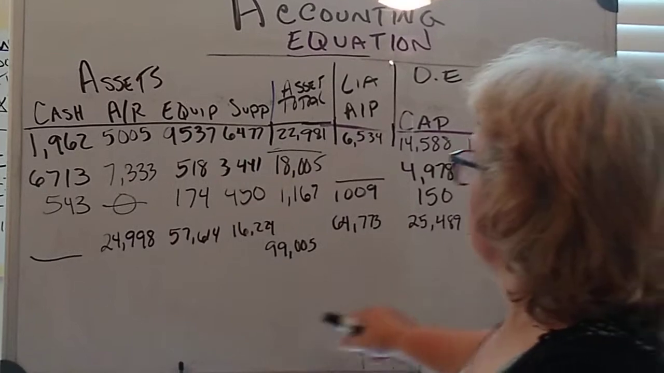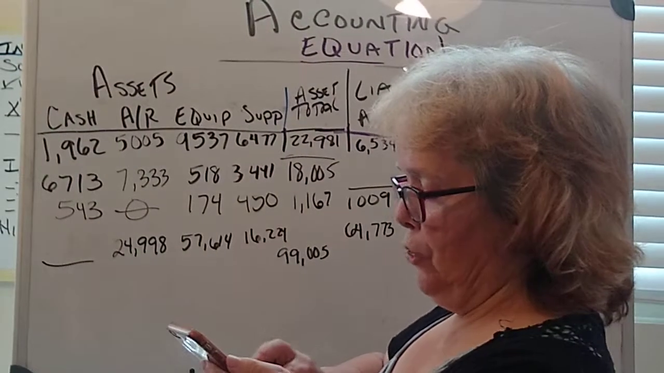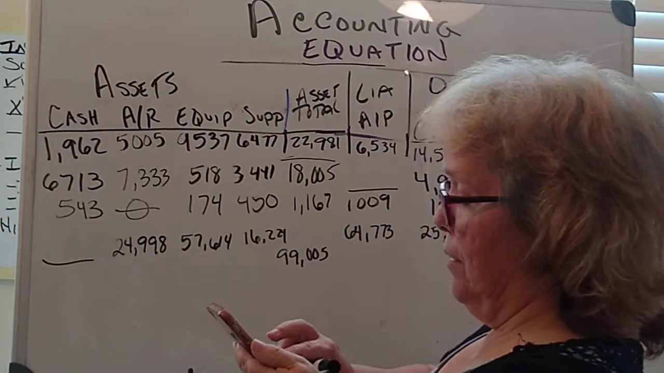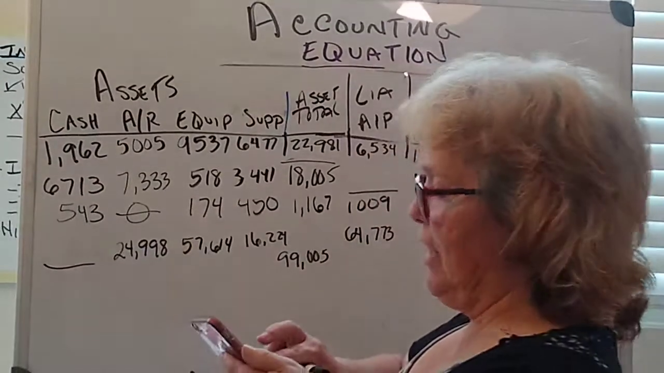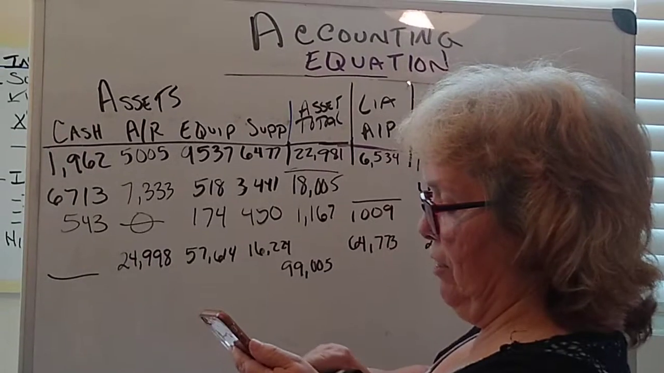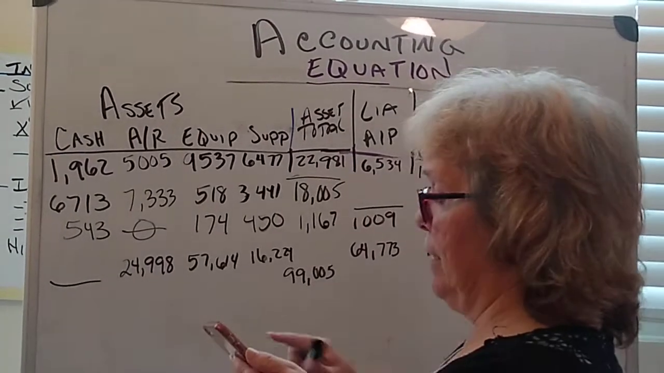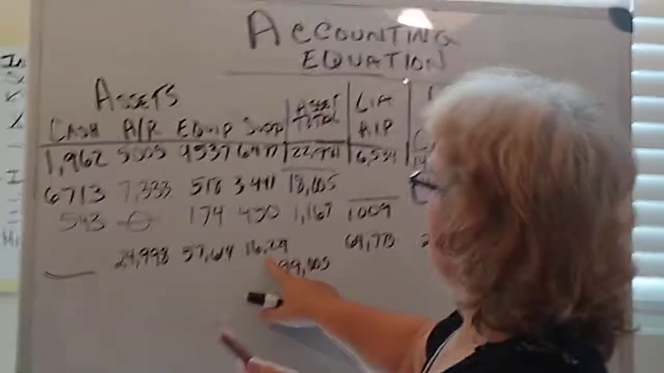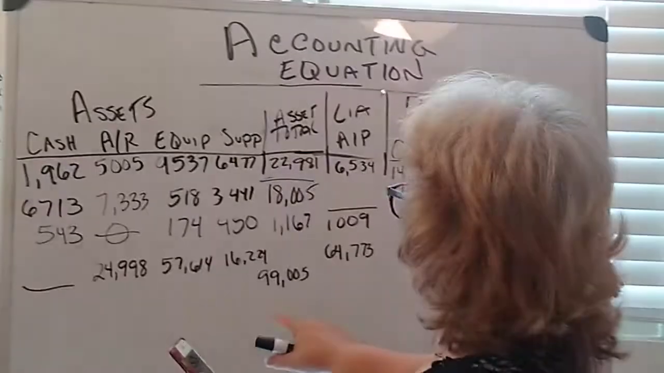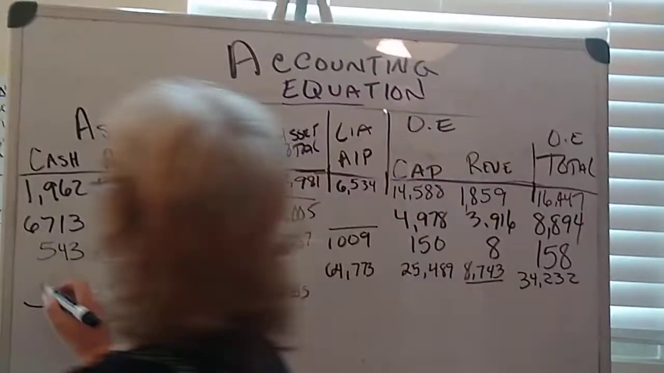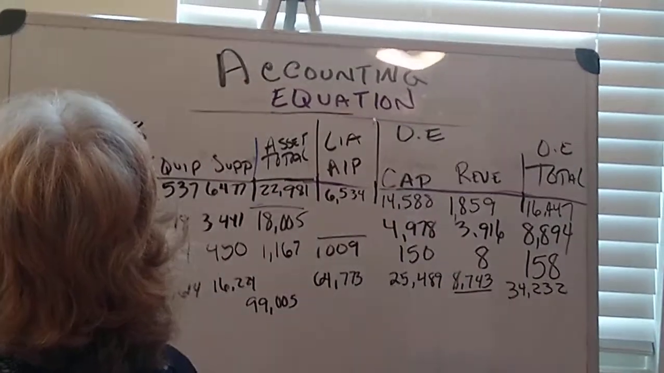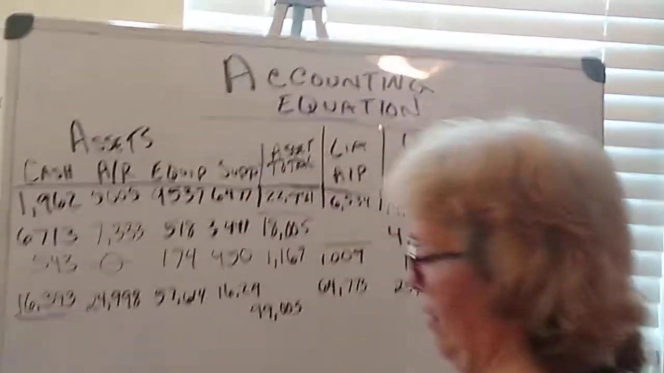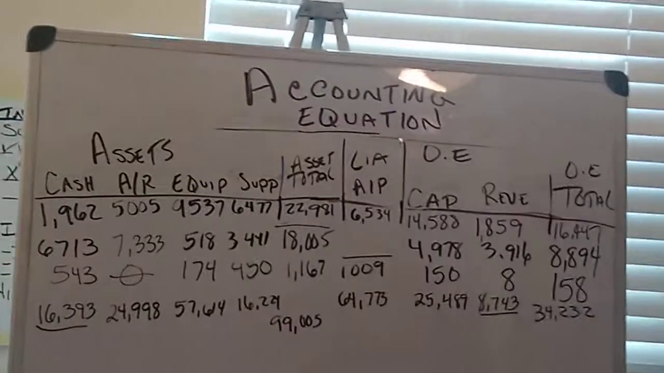99,005. Subtract 24,998 equals, subtract 57,614 minus, well, that was it, right? And that gives us over here 16,393. Okay, so let's check our accounting equation.